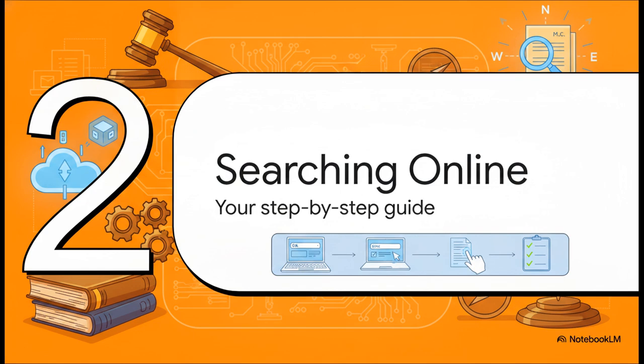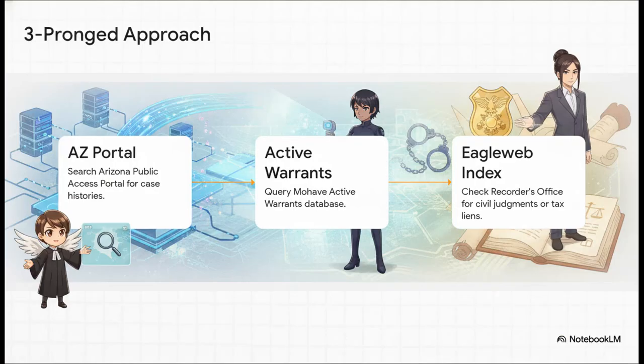Moving right along to Section 2, Searching Court Records Online. This is your step-by-step guide. To conduct a truly comprehensive search, you're going to want to use a three-pronged approach. First up, you initiate your search using the free Arizona Public Access Portal. This captures case histories and event registries across the Superior, Justice, and Municipal courts. Second, you should query the Mohave Active Warrants database. This spots any active arrest warrants that might not have a resolved case docket yet.